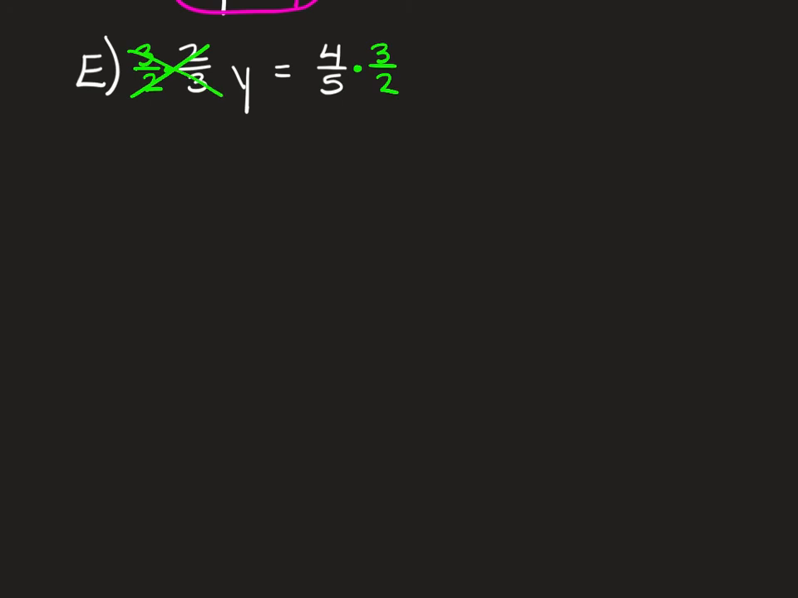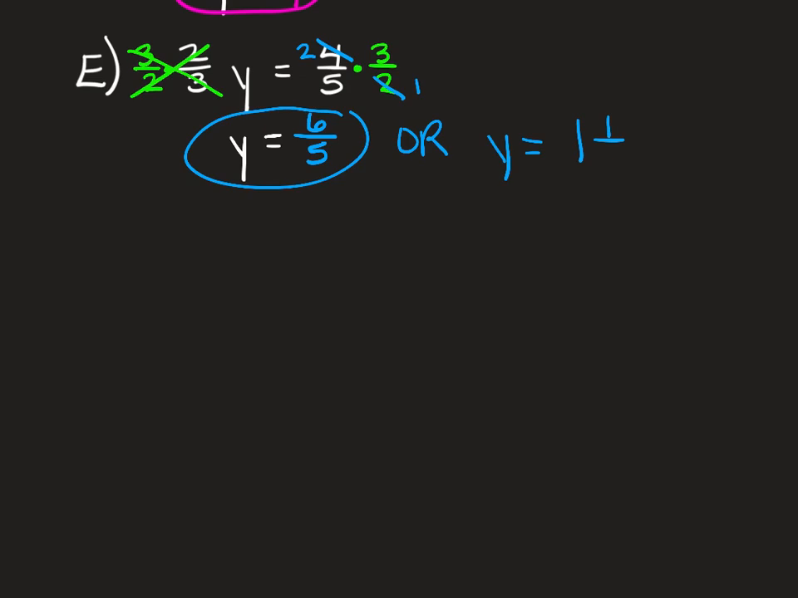On the left side, it cross cancels, and we just get y. On the right side, 4 and 2 both divide by 2 to get 2 and 1. And when we multiply, 2 times 3 is 6, over 5 times 1 is 5. So we get that y is equal to 6/5. Or you could write it as y equal 1 1/5. And you might have even used y equal 1.2. And we're finished.